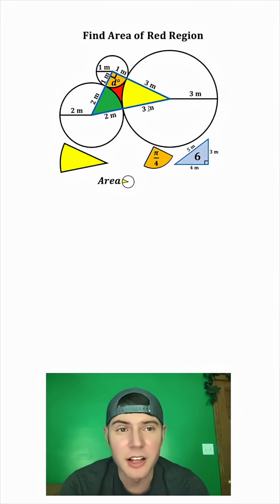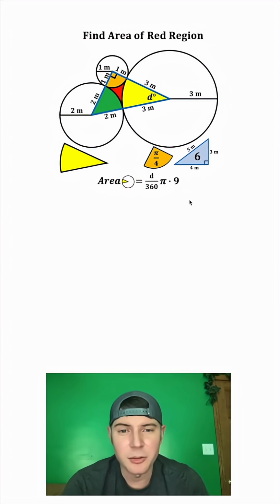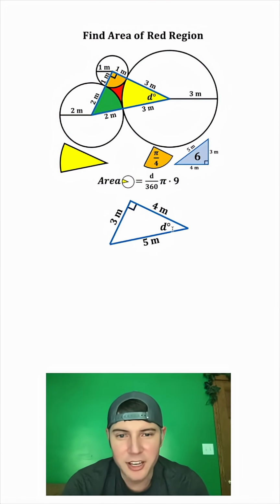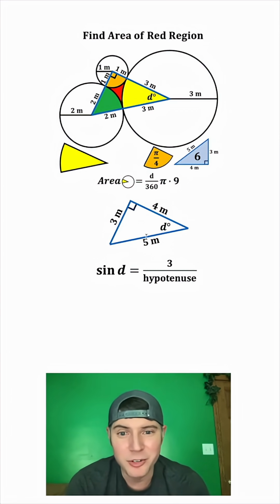Next, we have the area of this yellow sector. Let's make this angle d degrees so we can use this formula right here. The radius of this circle is equal to 3, and 3 squared is equal to 9. Now we got to find the d. Let's copy this triangle down again, and this right here is the angle d. So now we have to use some trigonometry. We know that sine of d is equal to the opposite over the hypotenuse. The side opposite of the d is equal to 3, and the hypotenuse is equal to 5.